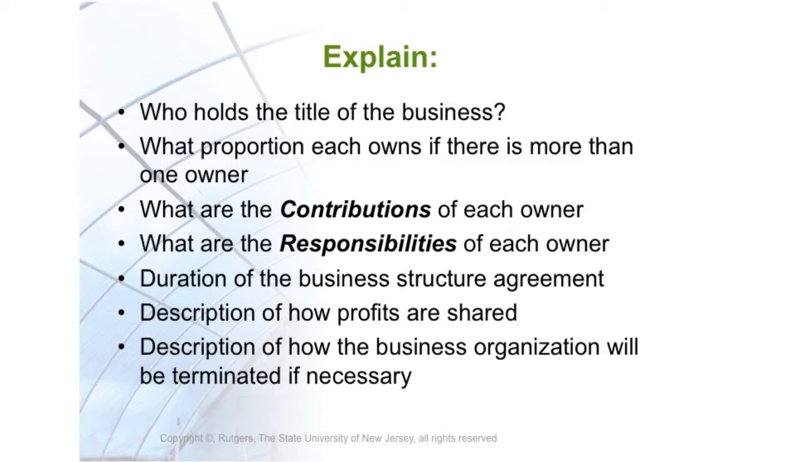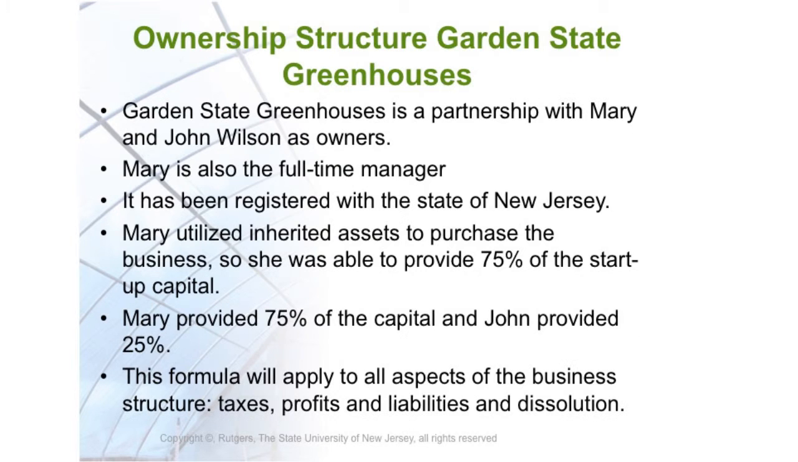Since Mary is starting this business and most of the money that started it came from her, they have an agreement that if there is a divorce, she keeps the percentage of the business that she brought into the finances. It's a partnership between Mary and John as the owners, and Mary's the full-time manager, and it's been registered with the state of New Jersey. Mary used inherited assets, so she was able to provide 75% of the startup capital. John put in 25%, so all aspects of the business are going to be divided that way.